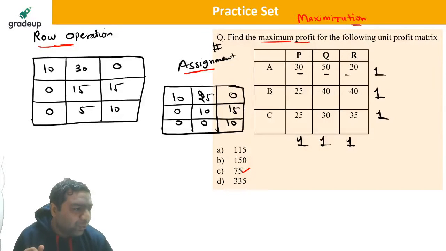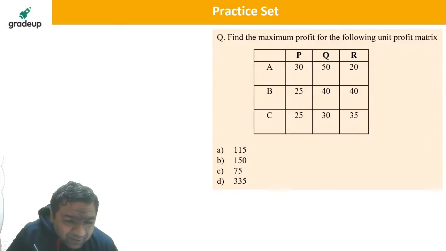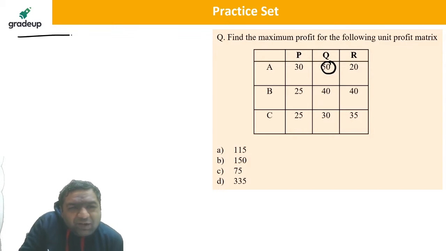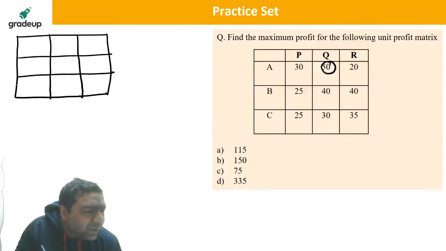Anybody? I want to know. Yes, what have we missed in this question? What do we need to do first? First of all, we need to convert maximization into minimization, and for that we subtract all the elements from the highest element. The highest element is 50. First of all, you need to reframe the matrix, then only you can solve it. That's the reason all are getting the wrong answer. If you make this kind of mistake in the paper, you will get negative marking. That's why I said.